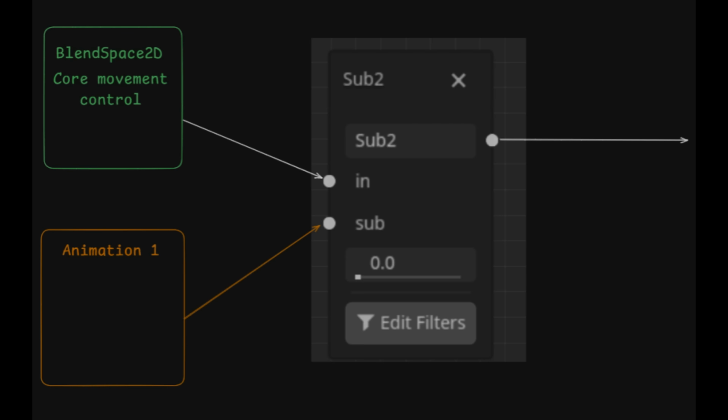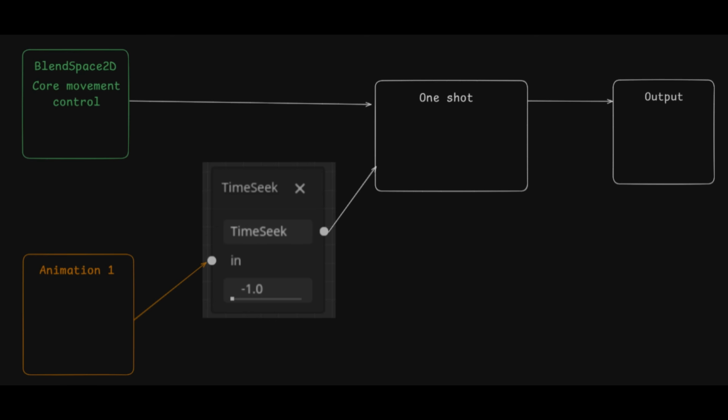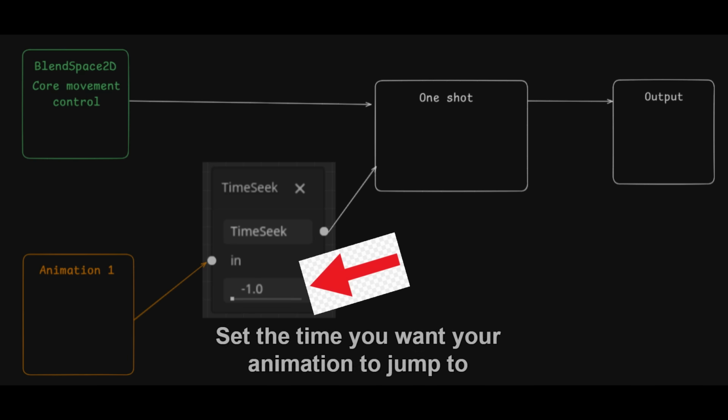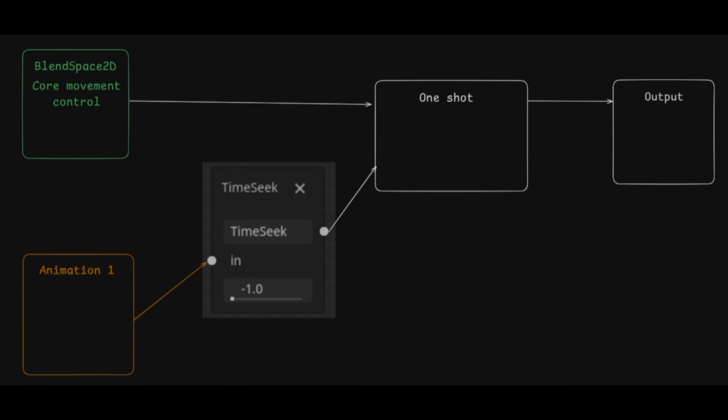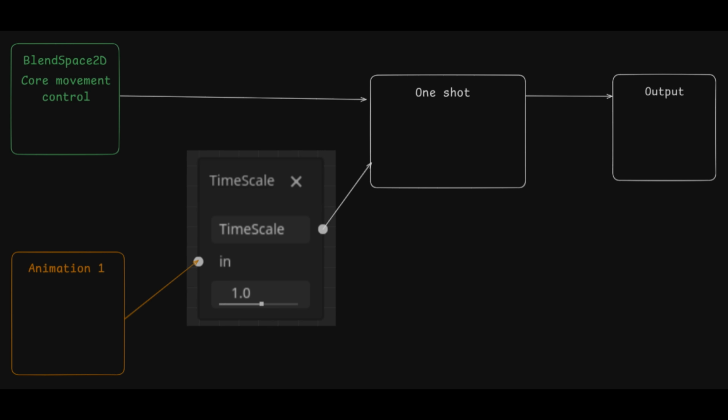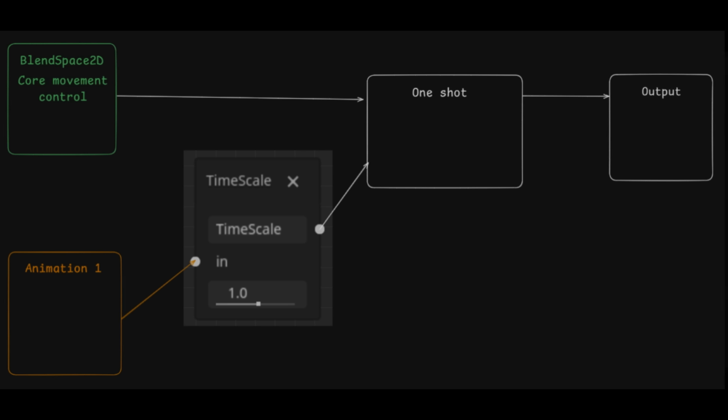Sub 2. Like add to but reversed. I have honestly never used it, you need to figure it out yourself. Time Seek. Allows you to play animations from a certain position instead of playing it from the start. Might be good for skipping some parts of the animation. Time Scale. Speed up or slow down your animation. You can also play the animation in reverse when the value is negative.